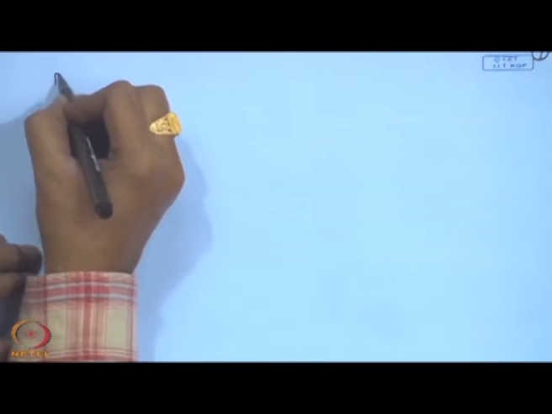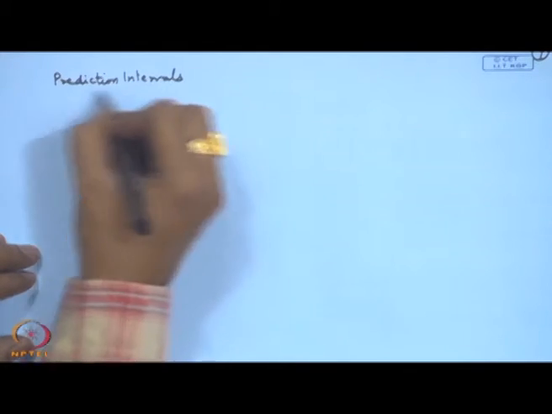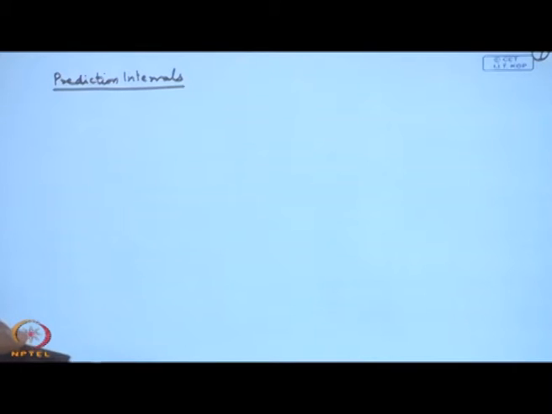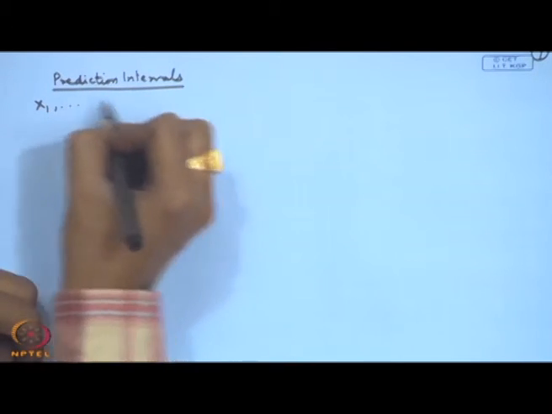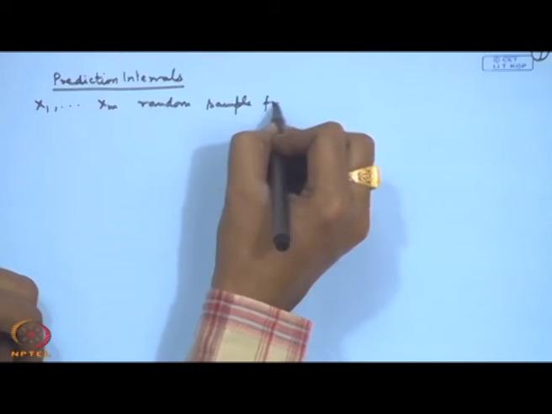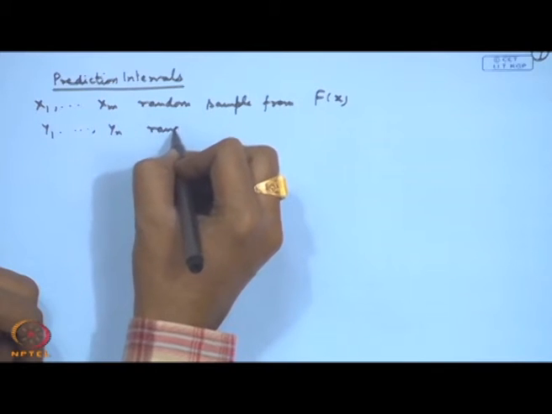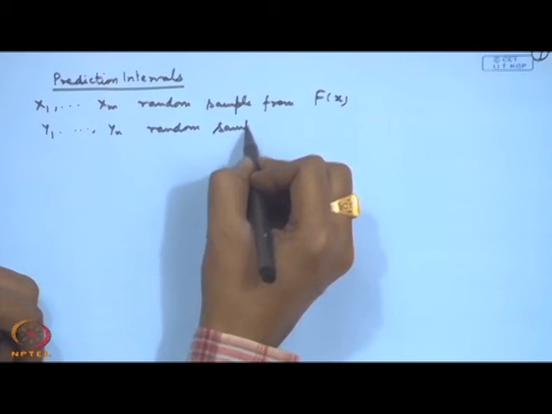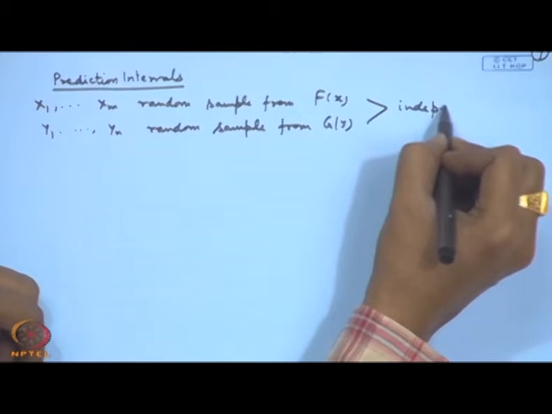Next, we define prediction intervals. As before, we have the two samples, that is, x 1, x 2, x m is a random sample from F(x), y 1, y 2, y n is a random sample from G(y), and we assume that these are independently taken.